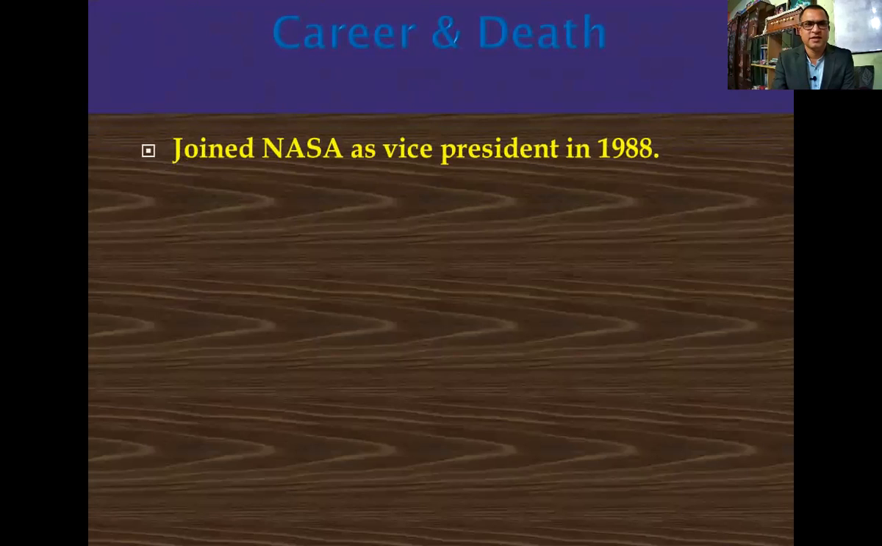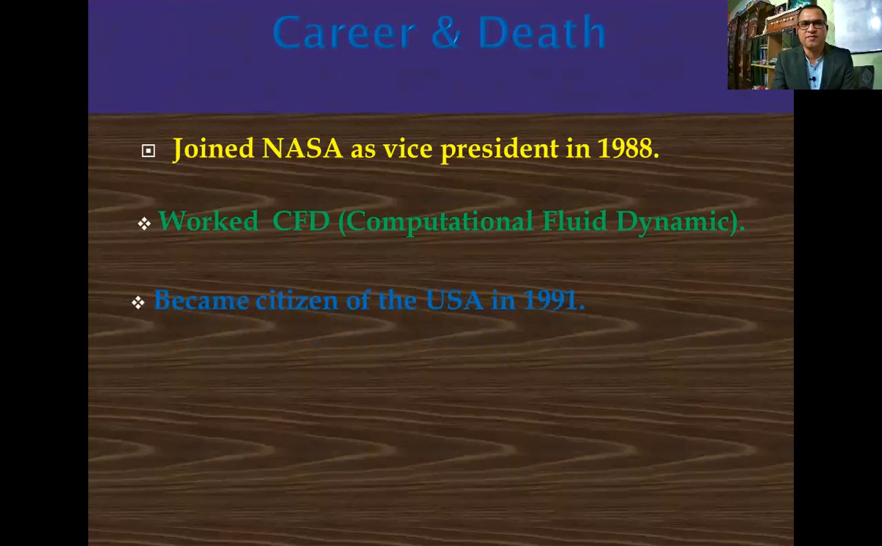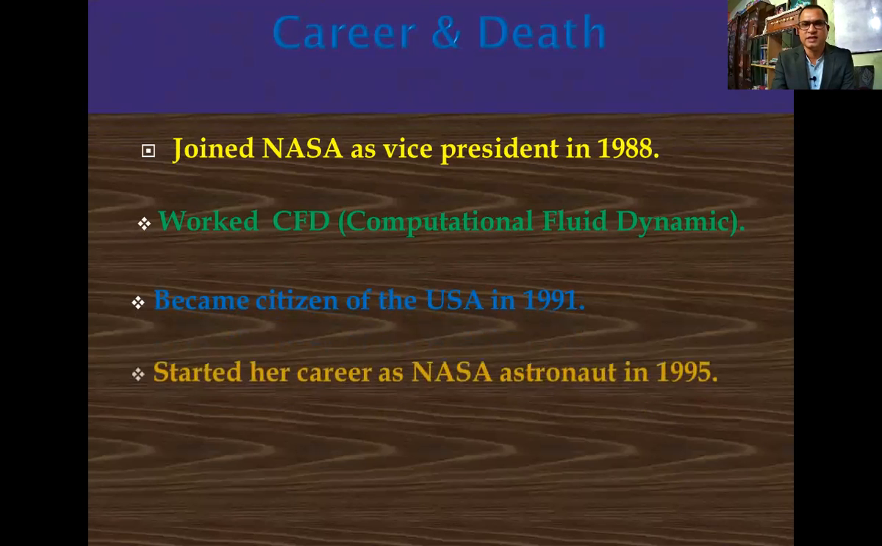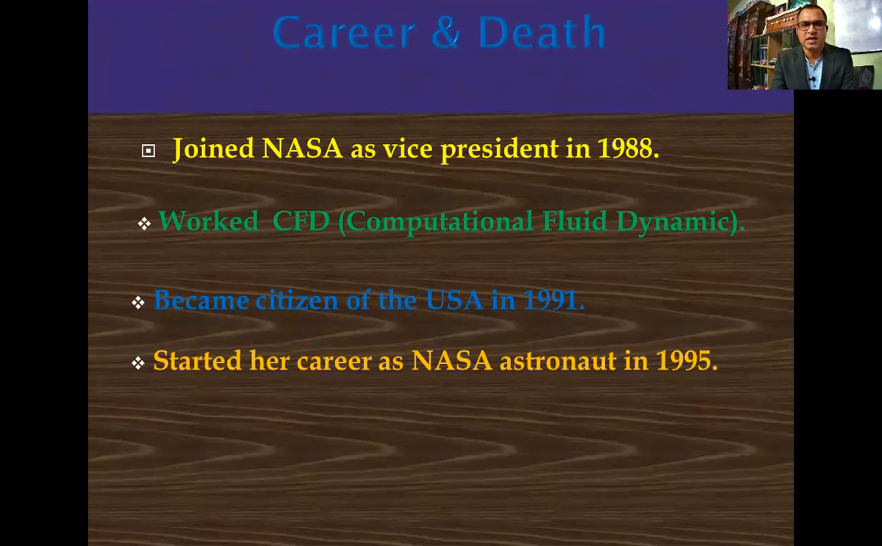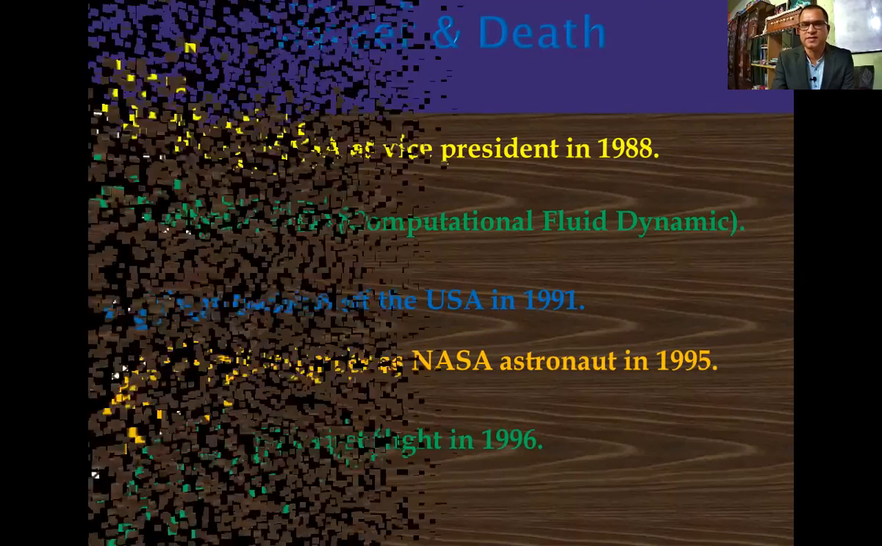Career and death. Kalpana Chawla joined NASA as vice president in 1988. She worked on CFD, computational fluid dynamics. She became a citizen of the USA in 1991. She started her career as a NASA astronaut in 1995. She was selected for her first flight in 1996.